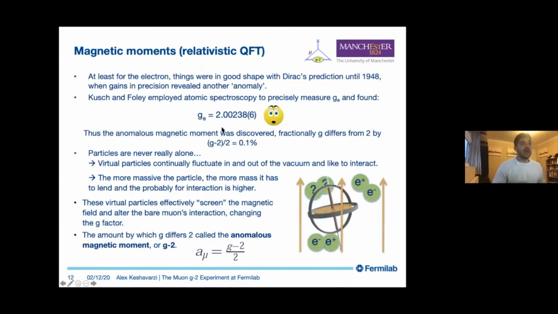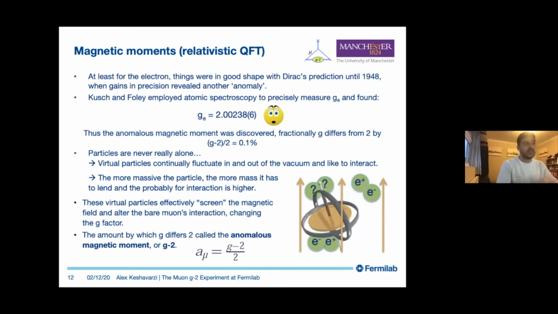So let's go a step further now, and let's look at relativistic quantum field theories like QED, for example. Up until 1948, Dirac had it sussed. The g of the electron was 2, and that was it. Until Kusch and Foley in 1948 did an atomic spectroscopy experiment and actually found that g deviated from 2 ever so slightly.